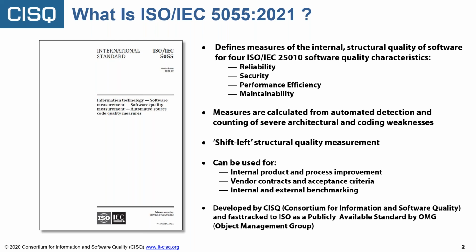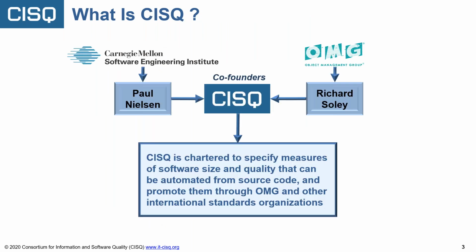So this was developed by the Consortium for Information and Software Quality. It was fast-tracked to ISO. CISQ is a special interest group managed by the Object Management Group. It was jointly created by the Software Engineering Institute under the direction of Paul Nielsen and the Object Management Group under the leadership of Richard Soley.